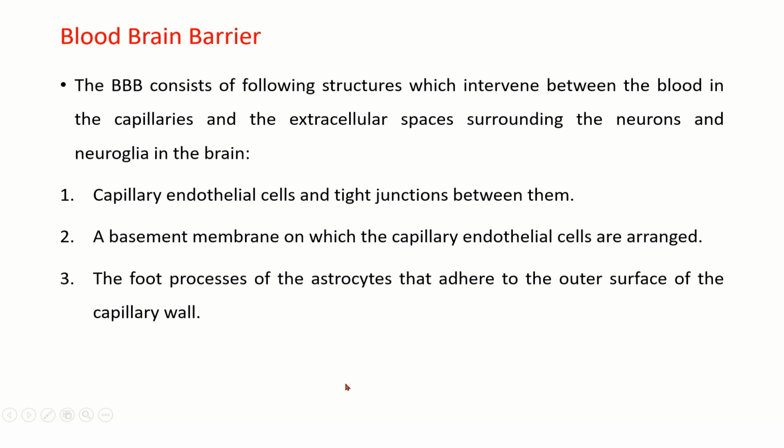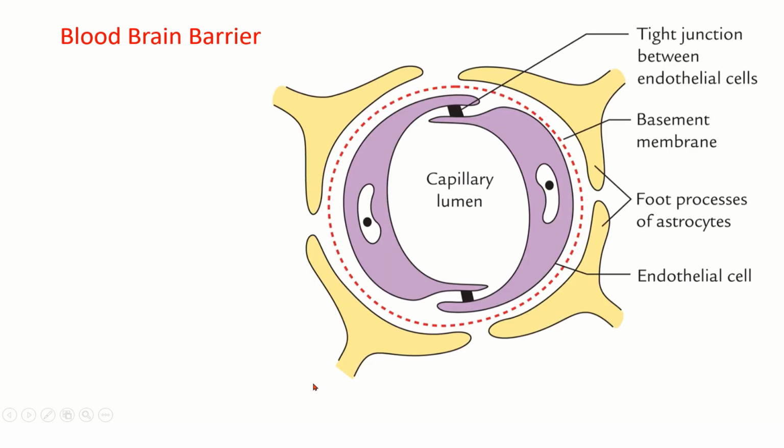So now the most important thing, the blood-brain barrier and blood CSF barrier. The blood-brain barrier has the following layers: the capillary endothelial cells and the tight junctions between them, the basement membrane on which the capillary endothelial cells are arranged, and the foot processes of the astrocytes that adhere to the outer surface of the capillary wall. You can see here, this is the endothelium with the tight junctions, and you can see the basement membrane, and you can see the foot processes of astrocytes. This forms the blood-brain barrier.